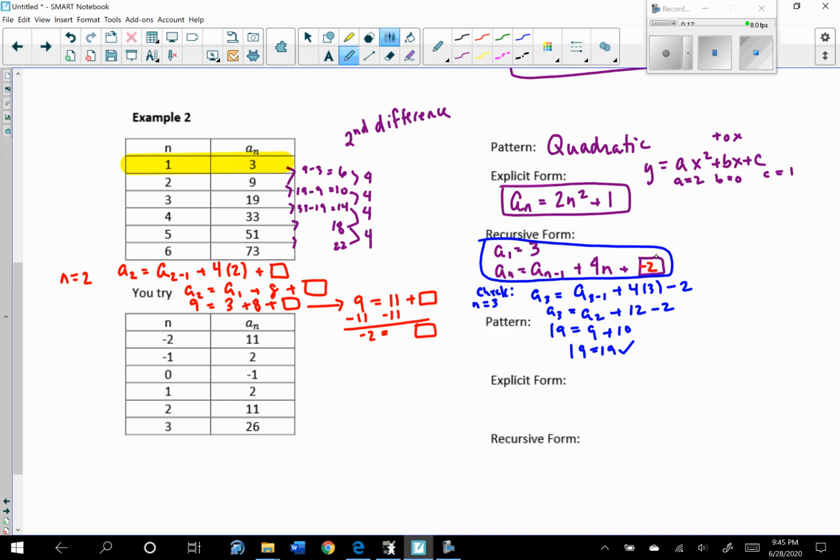So go ahead and do this example on your own. Pause the video, and then when you're done, you can unpause it to check your work.